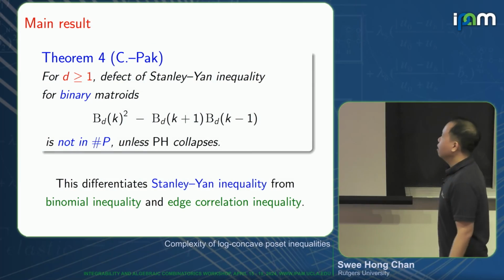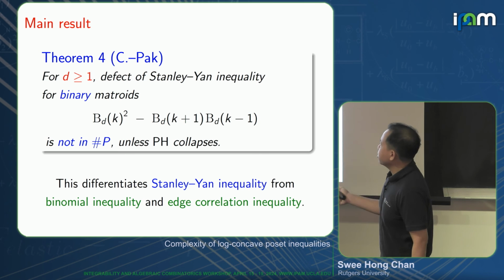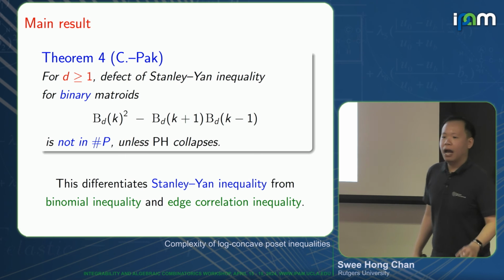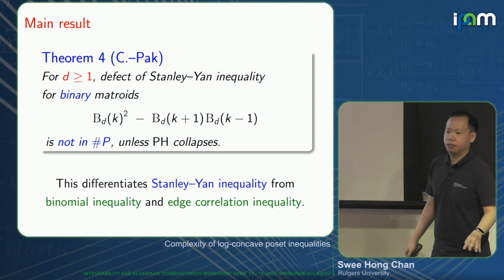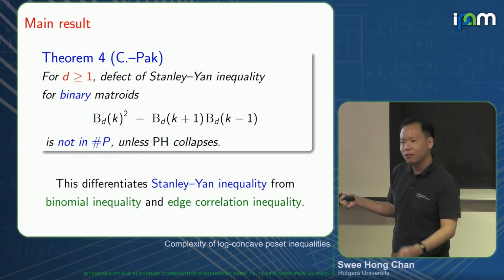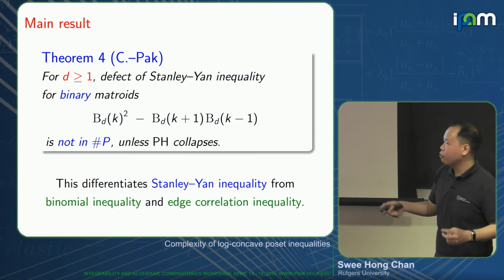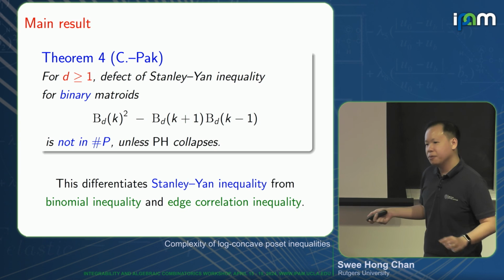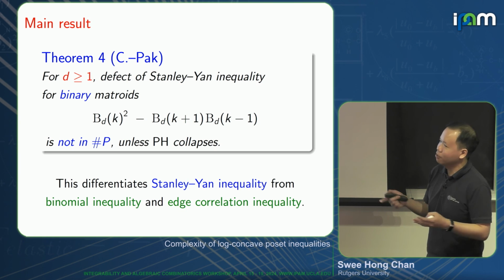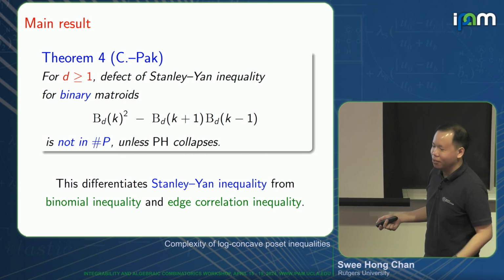Now, our result is that, similar to Stanley's poset inequality, this defect of the Stanley inequality is not in #P unless the polynomial hierarchy collapses. This is the same as saying that both of these Stanley inequalities are complicated: the difference does not have a combinatorial interpretation. So you will hope that any injective proof is bound to fail, again, unless the polynomial hierarchy collapses, and then you get your $1 million.